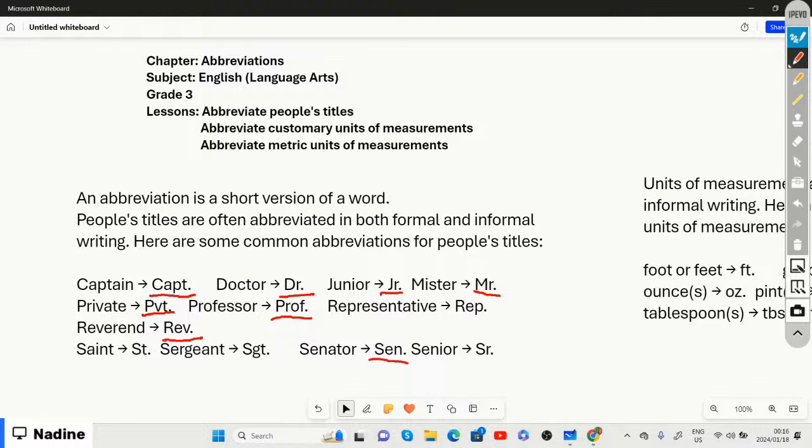And then senior, John Senior or John Junior. So that is basically when we abbreviate titles, right? People's titles. So we said an abbreviation is a short version of a specific word, and people's titles are often abbreviated in both formal and informal writing.